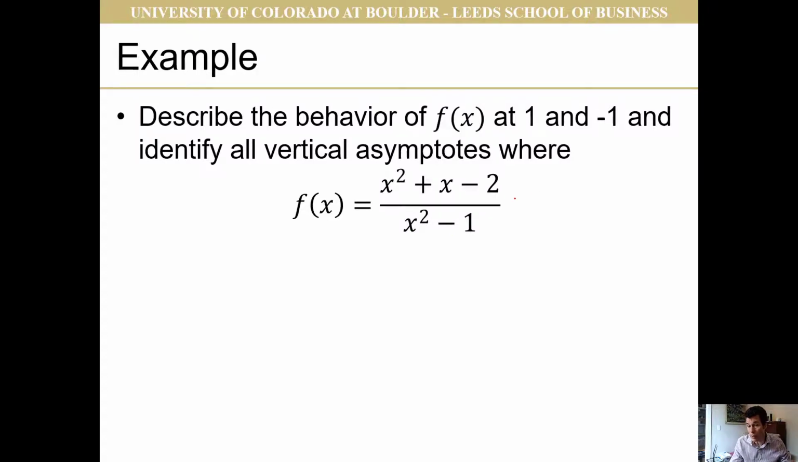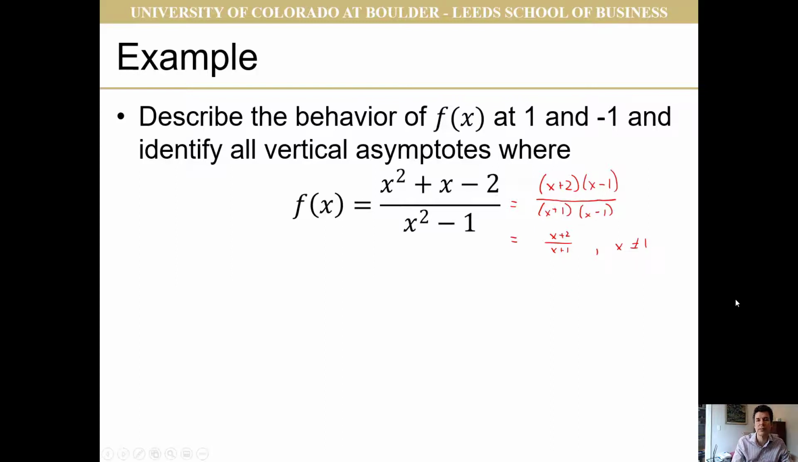Now, the first thing we're always going to do is factor our function. And again, I can just see this. If you can't see it, the quadratic formula is a great solution. So the numerator factors as (x plus 2) times (x minus 1), divided by (x plus 1) times (x minus 1). The bottom is a difference of two squares. So our function is equal to (x plus 2) over (x plus 1), provided x is not equal to 1.